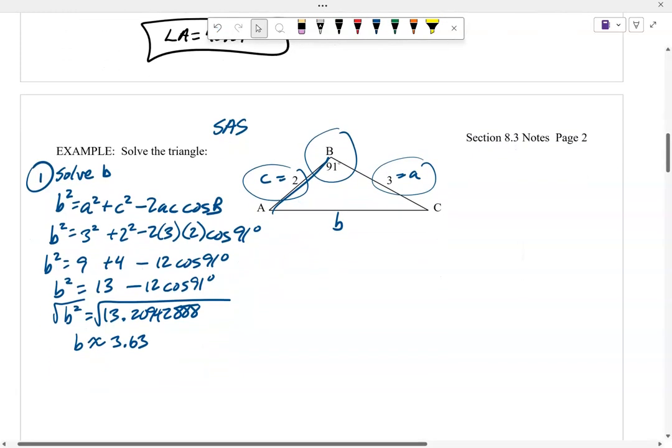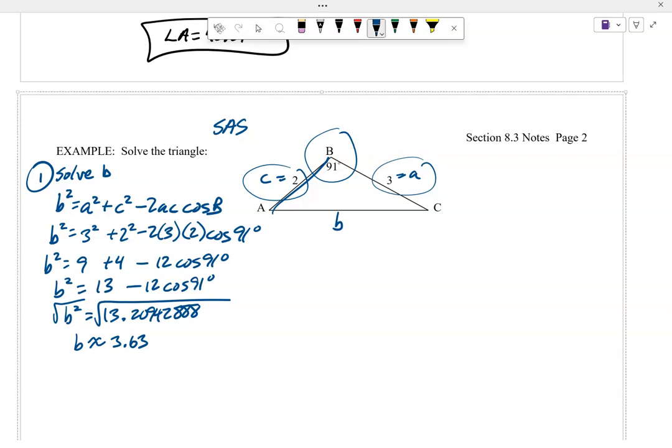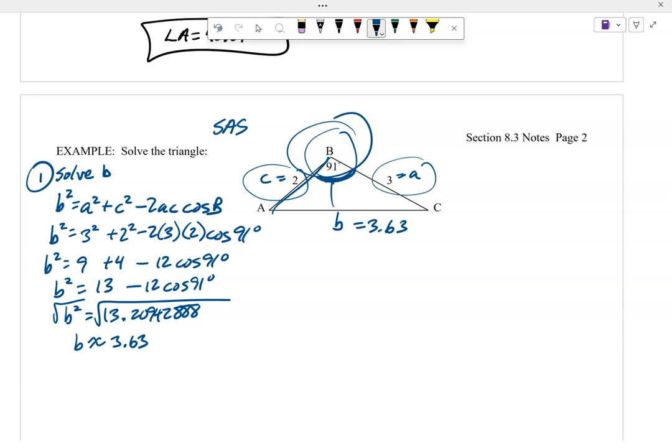Now, I'm going to continue. As long as I know my largest angle, then I can just jump into law of sine. So let's think about who's our largest angle. If this is 3.63, that's the largest side, so it's the angle opposite. So B is our largest angle. We already have our largest angle. We know it's obtuse. So as long as you know your largest angle, you can use the law of sines.